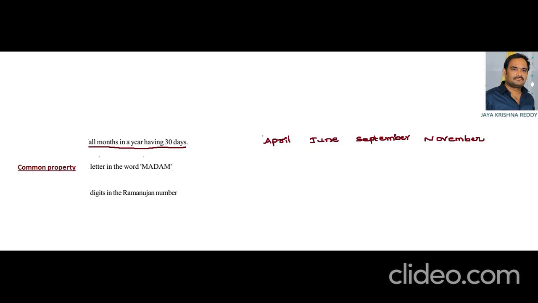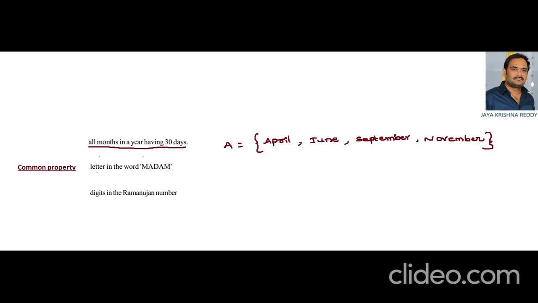Okay, so the collection of these 4 months is called a set, and we can write these months separating by commas, and we can keep them in braces like this, and we call it a set. So this is a set of all months in a year having 30 days. We can denote it with a name like capital A or capital B or capital C, anyone. So this is a set.